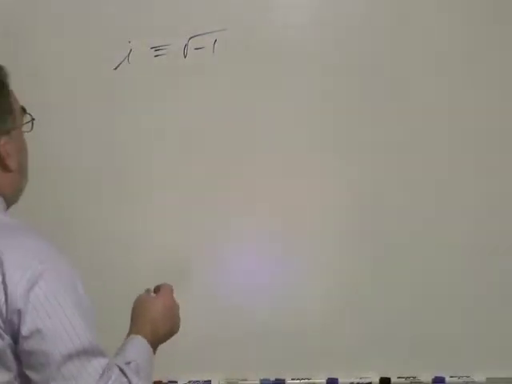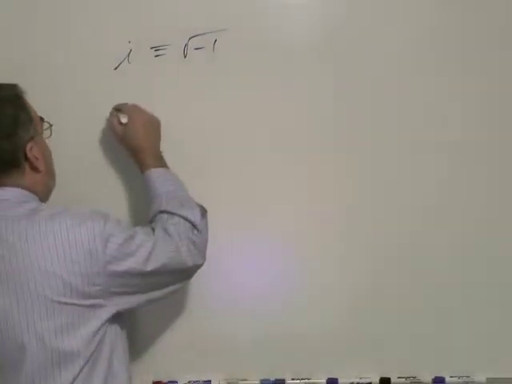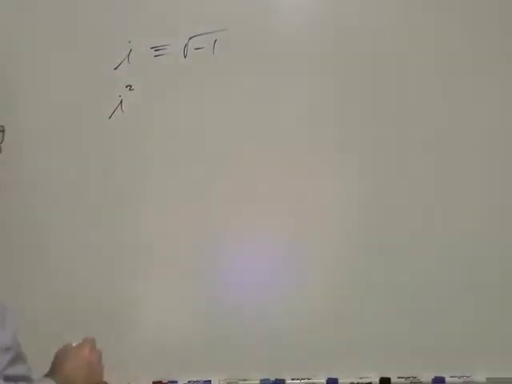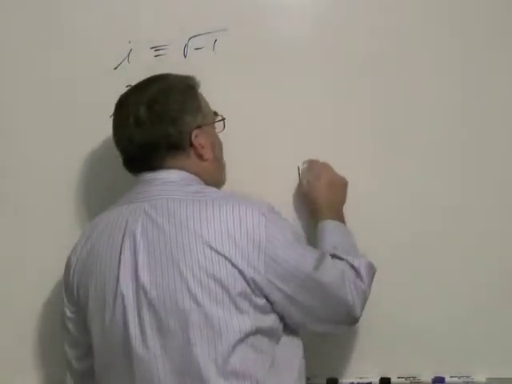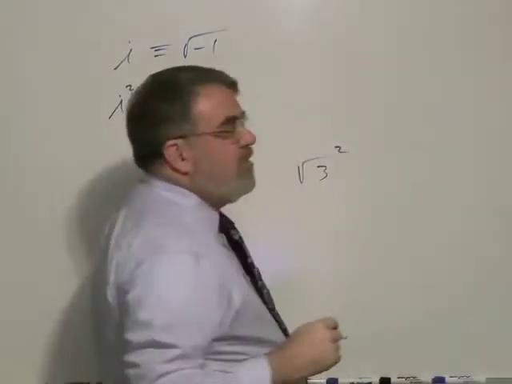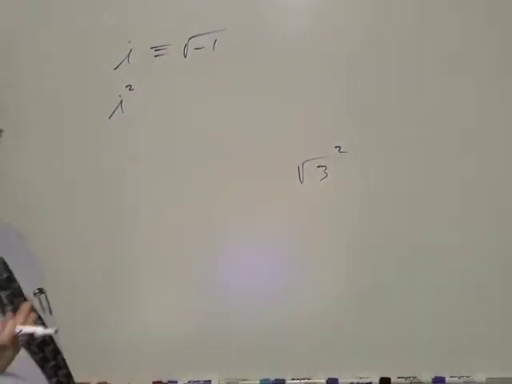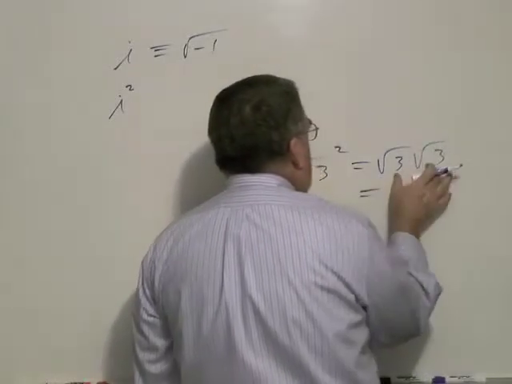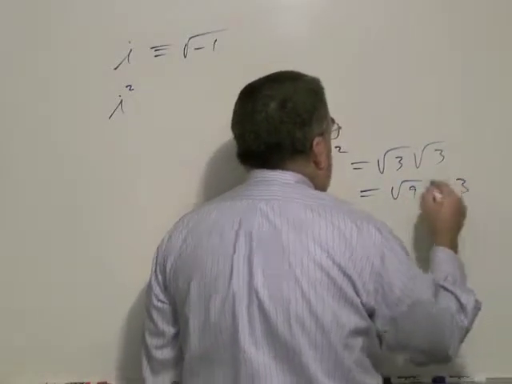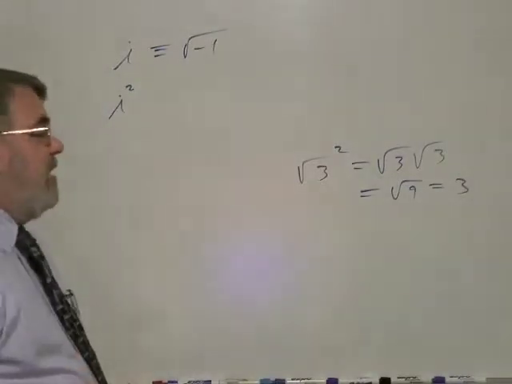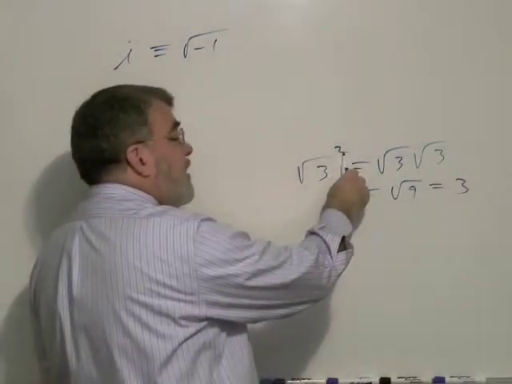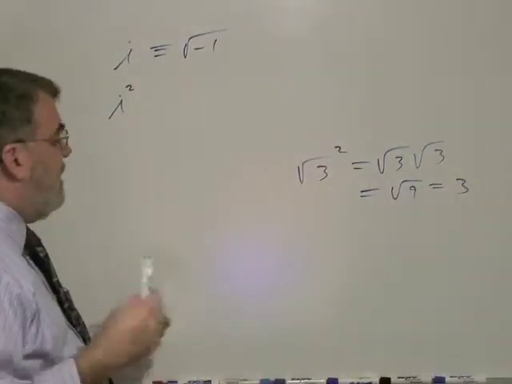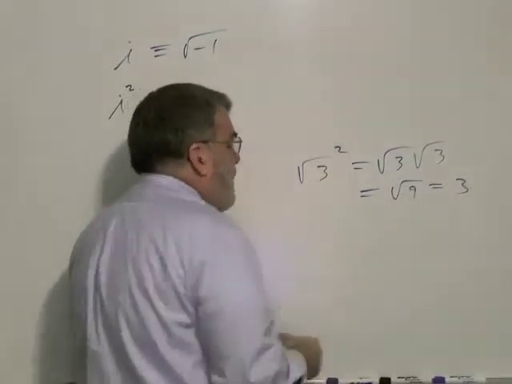Okay, now the next thing we need is another definition. We need to define what i squared means. And that's a bit of a problem because think about this. What do you get when you square the square root of 3? We get 3, don't we? You could think of it this way, multiply these together, and the square root of 9 is 3. That's one way to think of it. Or you could just say, well look, the exponent of 2 is the inverse of the square root, and so they cancel each other, and I can proceed directly to here.